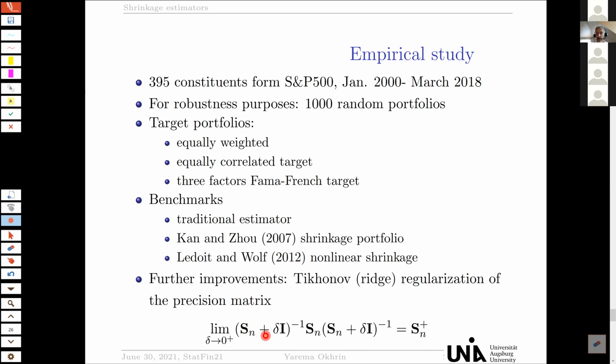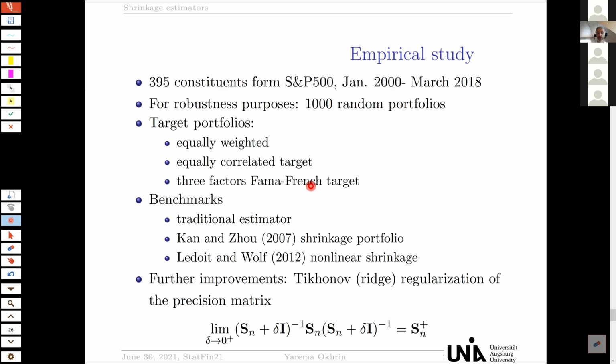So we add something like delta I over here and delta I over there, and in the middle we have the sample covariance matrix. So at the end we push our sample covariance matrix away from singularity. Delta is selected to be 1 over p, but the choice of delta is in fact irrelevant here.